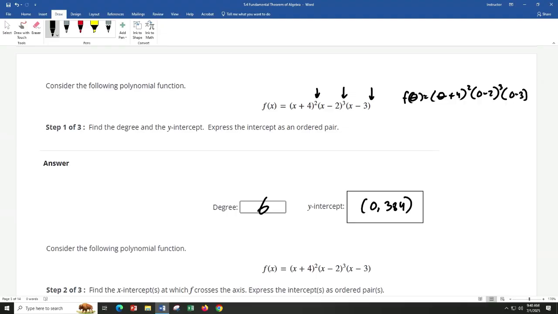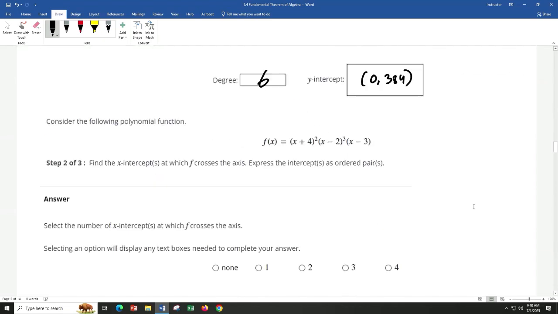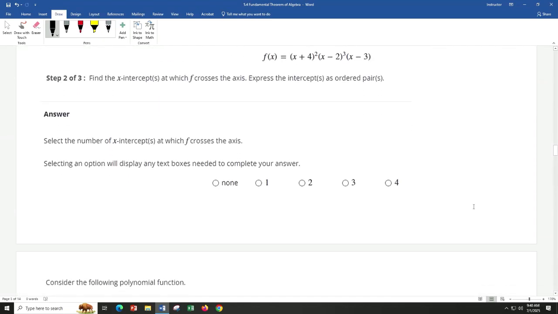Now, notice this part. Watch carefully. And I don't show this to you on here, but the moment you click a 1, 2, 3, or 4, you're going to get boxes underneath. And it's going to say, okay, give me the points. If you put 0, obviously, nothing. But what it's asking for here is, look at it. Select the number of x-intercepts. Where does it cross the x-axis? How many times is it going to cross the x-axis?